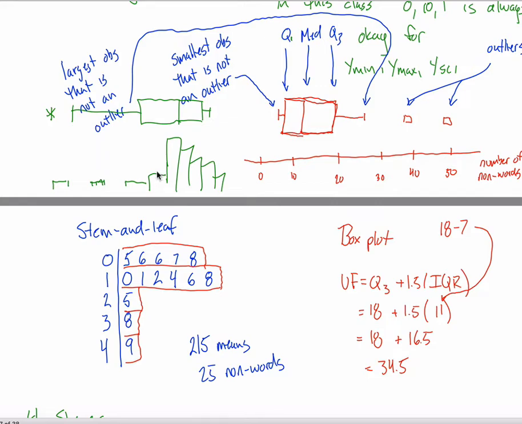So when I have a right skewed distribution, the median is closer to Q1, and the whisker on the right is a little bit longer, and it's more likely that I'll have outliers on the right. When I have a left skewed distribution, the median is closer to my third quartile than it is to my first quartile.